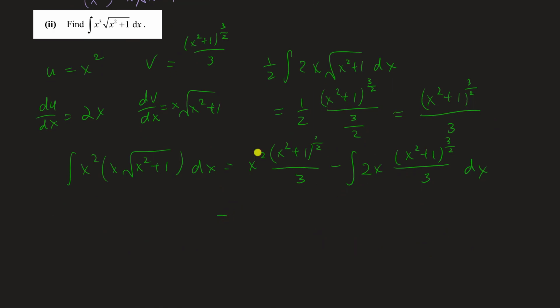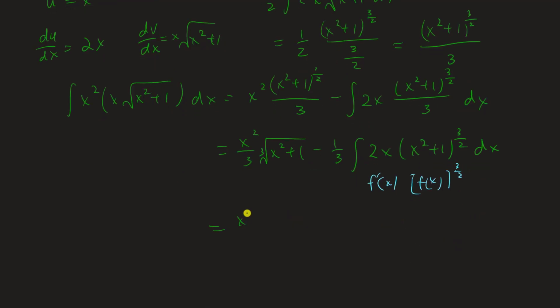How do we go on from here? This is already done, so we will just write this as this. Right. And then we'll take out the 1/3 and we'll integrate this. Notice this is already in the form of f prime x, f x to the power of 3 over 2. So this will recompile to give us just this, x squared over 3. Oops, sorry, this is to the power of 3.